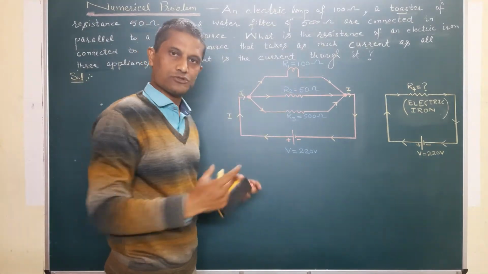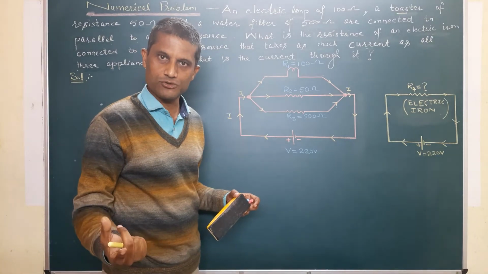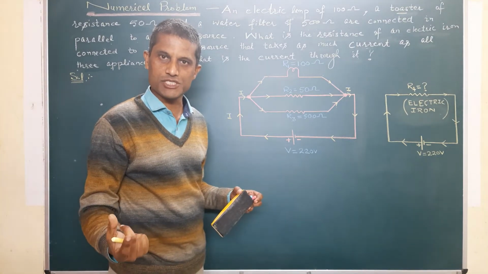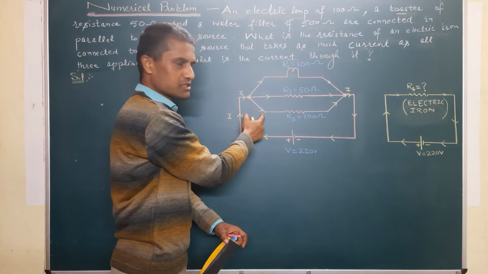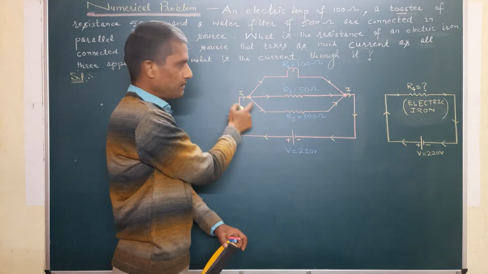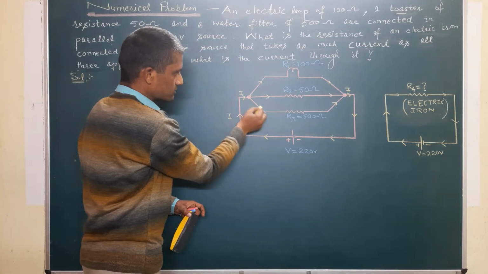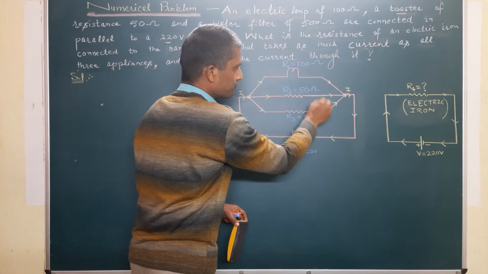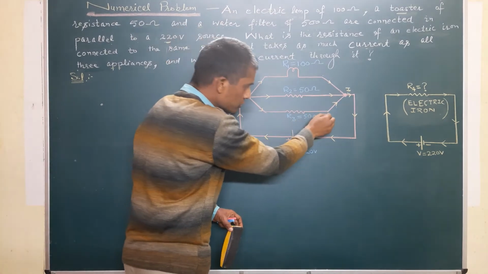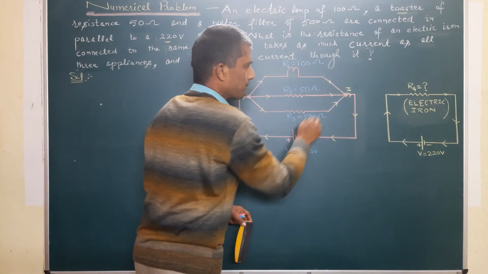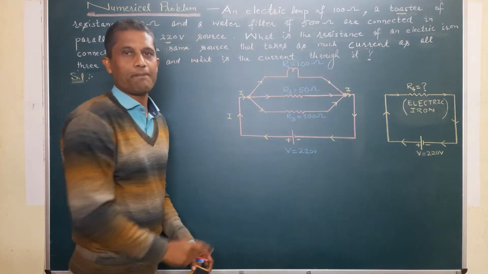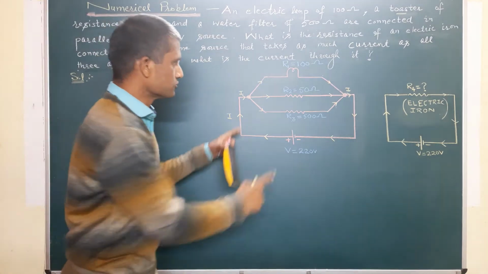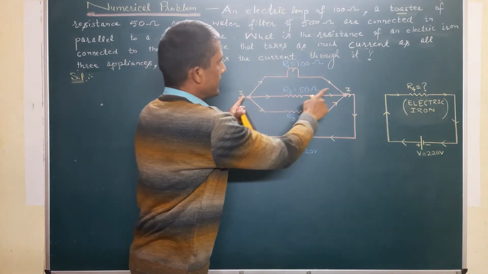So we are going to create a parallel combination, and you know by the definition of parallel combination, one end of each resistor is connected to one common point. Here it is, one common point, and the remaining end of those resistors is connected to another common point, creating a parallel configuration. So this is a parallel combination.